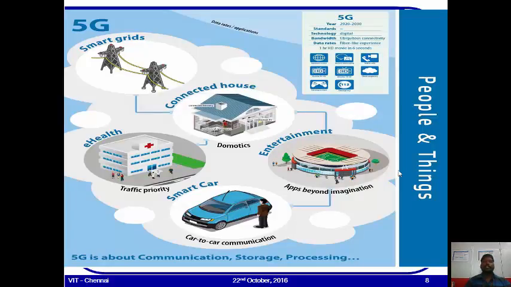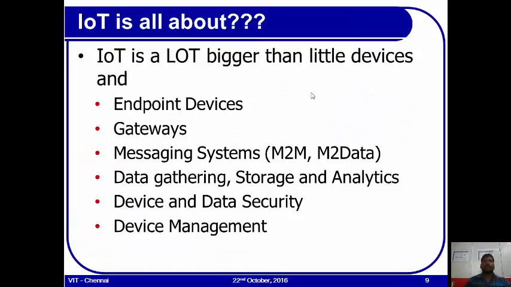So we have various sectors starting from home, that is smart home. We have a smart car, connected cars, smart health, e-health, connected house, entertainment, smart grids. So this is what actually the setup applications where the 5G is going to be focused. IoT is all about a lot of things, bigger than little devices: end devices, gateways, messaging systems, data gathering, storage and analytics, device and data security, device management.